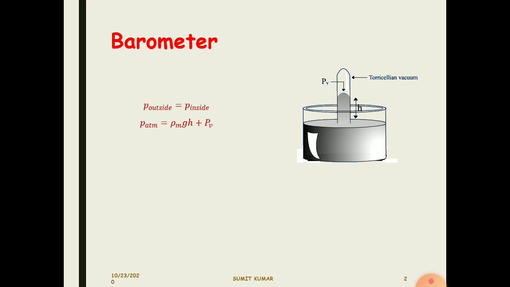P_atm is the atmospheric pressure exerting on the free surface of mercury. Rho_m is the mass density of mercury, and P_v is the vapor pressure of mercury exerting on the mercury inside the tube. The vapor pressure of mercury is negligible, so P_v can be neglected in this equation.